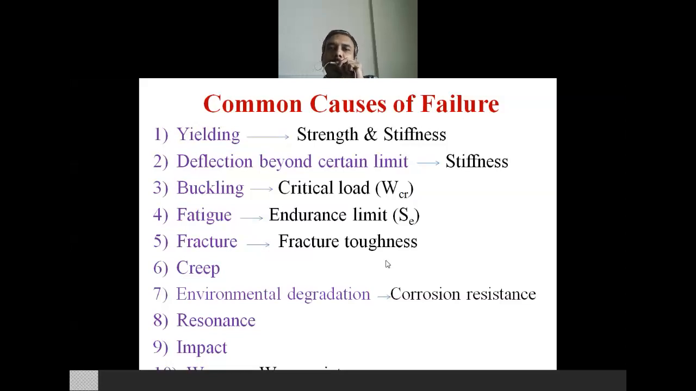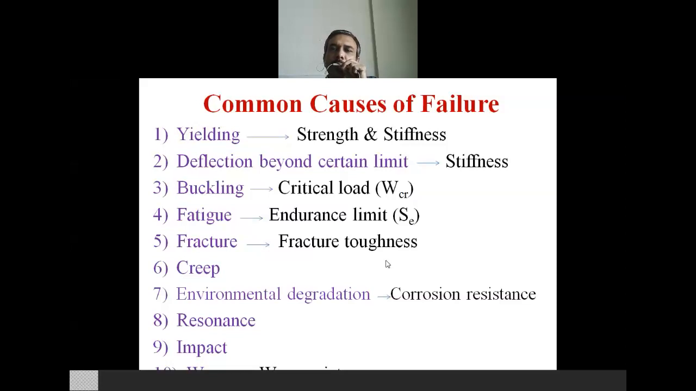And to make a component safe against fracture failure, you have to take care of fracture toughness. And fracture toughness is a property of the materials. It can be found out, or measured, by 3 different criteria. The most common criterion to measure fracture toughness is the stress intensity factor, denoted as K. The second criterion to measure fracture toughness is the J integral. And the third criterion to measure fracture toughness is the energy release rate.